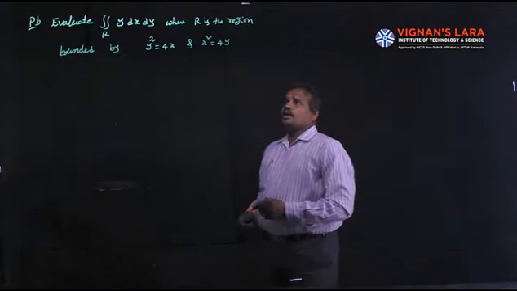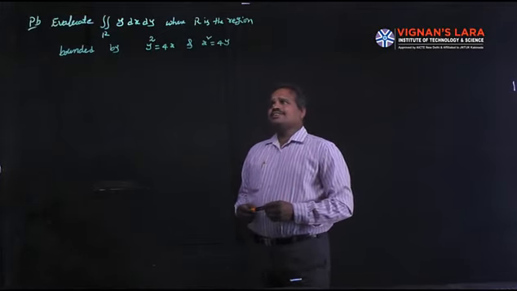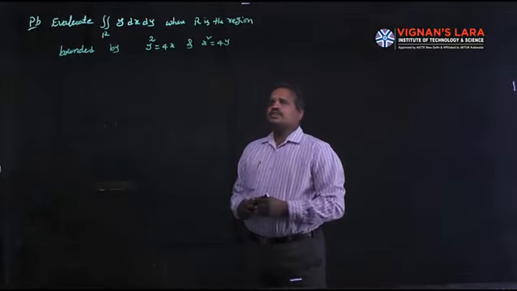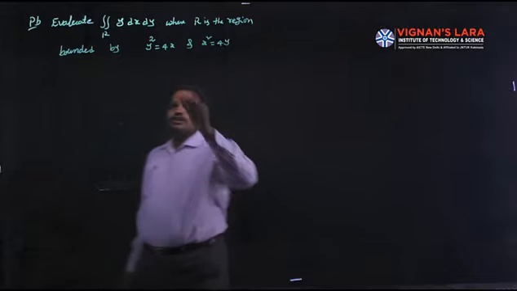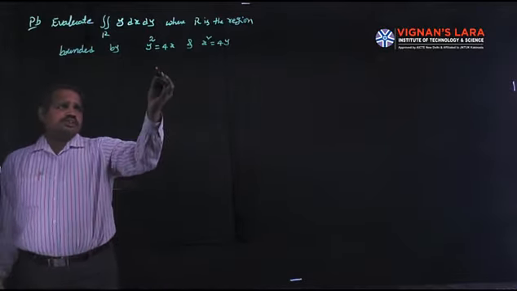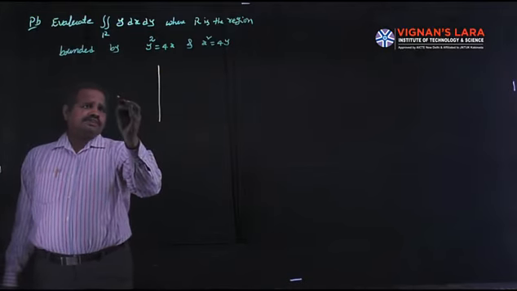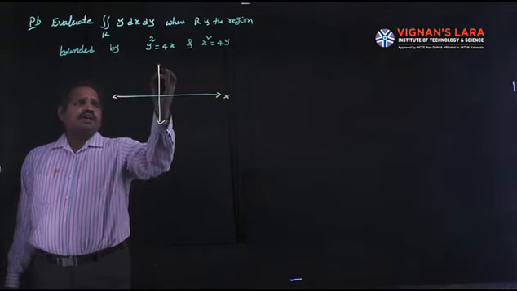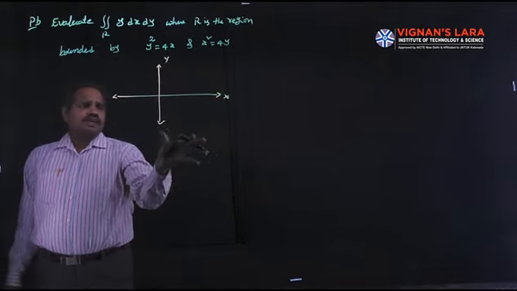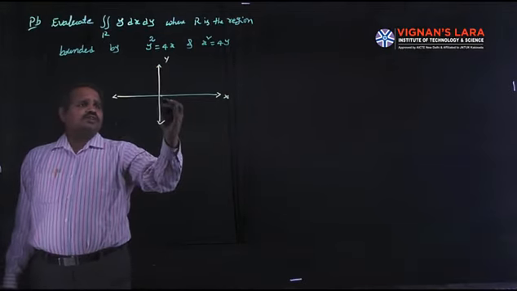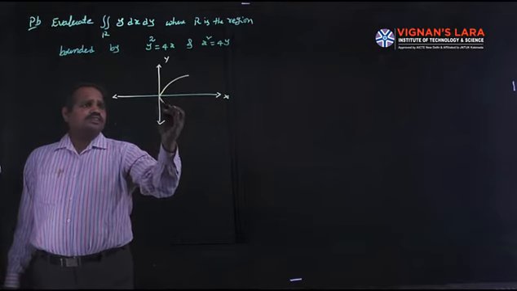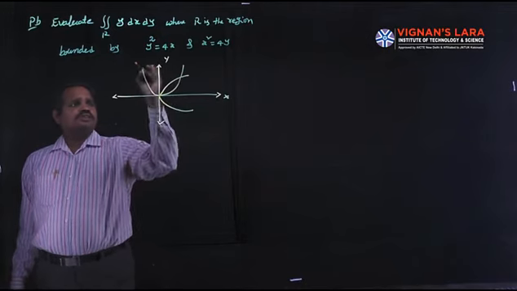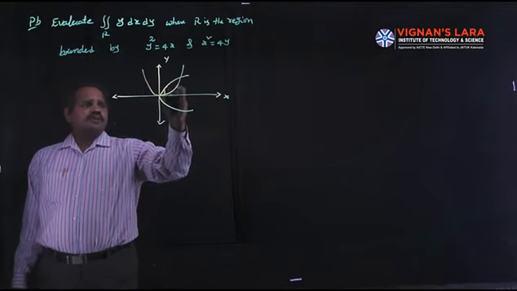Evaluate the double integral of r y dx dy, where r is the region bounded by the curves y square is equal to 4x and x square is equal to 4y. First of all, we are drawing the corresponding picture. This is the x-axis and this is the y-axis. Now here y square is equal to 4x is a curve. Next, x square is equal to 4y, and this is the common region.